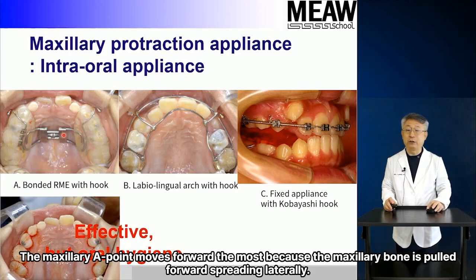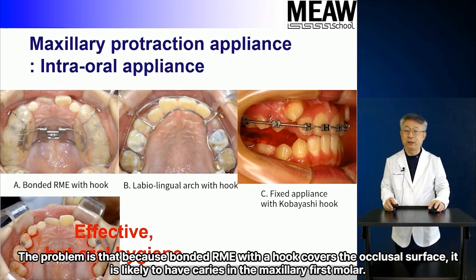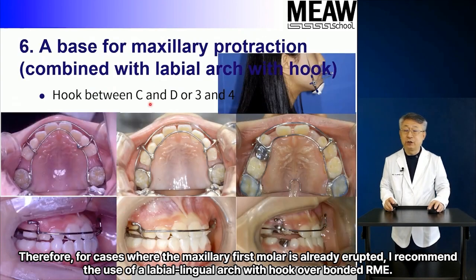The maxillary A point moves forward the most because the maxillary bone is pulled forward, spreading laterally. The problem is that because bonded RME with a hook covers the occlusal surface, it is likely to have caries in the maxillary first molar. Therefore, for cases where the maxillary first molar is already erupted, I recommend the use of a labiolingual arch with hook over bonded RME.